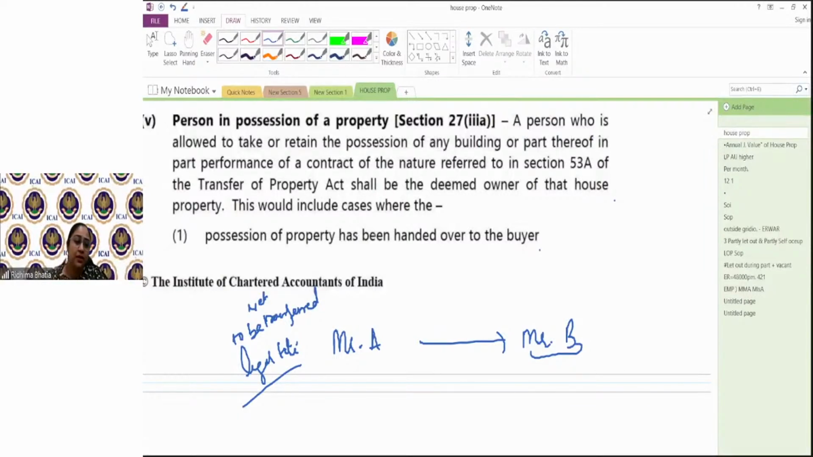But among Mr. A and Mr. B, they have done all the formalities which prima facie shows that the property has been transferred. Mr. A ने क्या किया? Mr. A has given the possession to Mr. B. Mr. B is enjoying the property. Mr. B has paid the consideration for the property. एक basic agreement to sell या power of attorney या कुछ भी agreement हो चुका है.